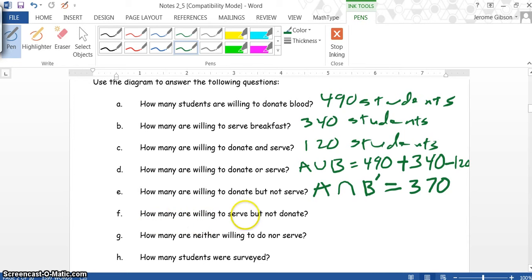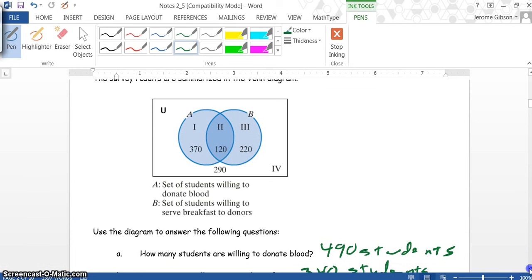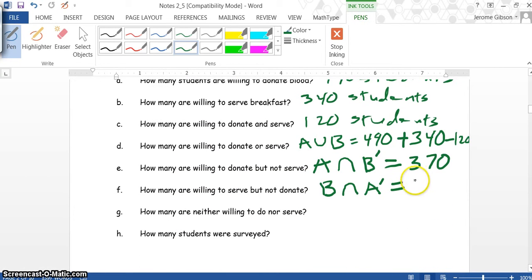Now we come to F. How many are willing to serve but not donate? So we know B is for serving breakfast, and that's the intersection of those who do not want to donate blood, so it's the complement of A. So basically we have B intersect the complement of A, and we look up here. The complement of A is region 3 and also region 4. But B is intersected to that, which will only be region 3, which is 220. So it'll be 220.